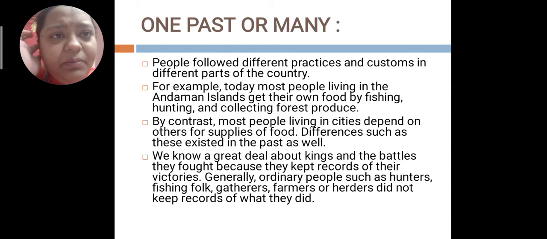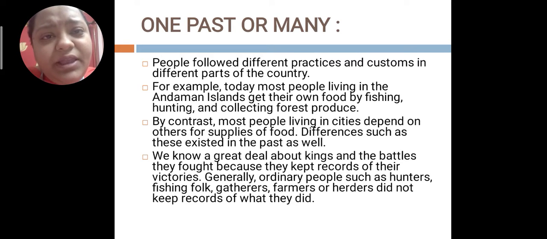The first topic is one past or many. People follow different practices and customs in different parts of the country. For example, today most people living in the Andaman Islands get their own food by fishing, hunting and collecting forest produce. Whereas the people living in the city get food supplies. The same thing happened in older times also.